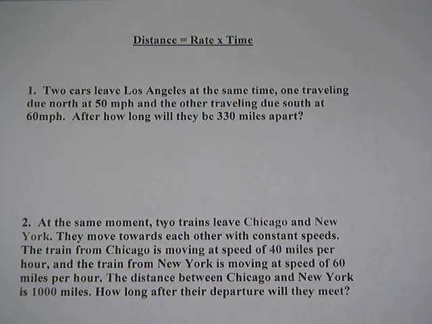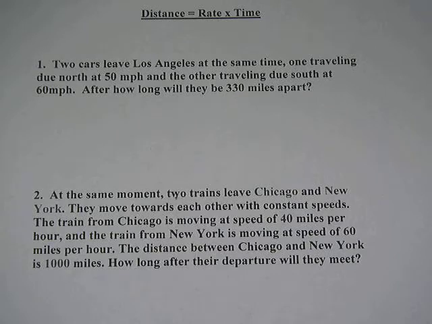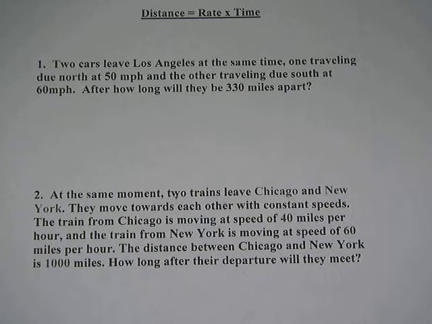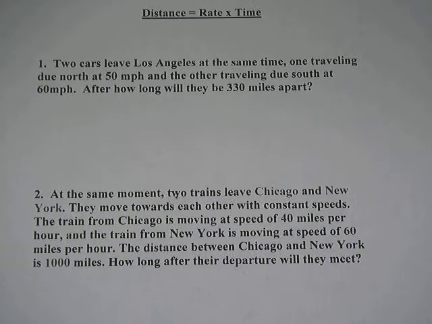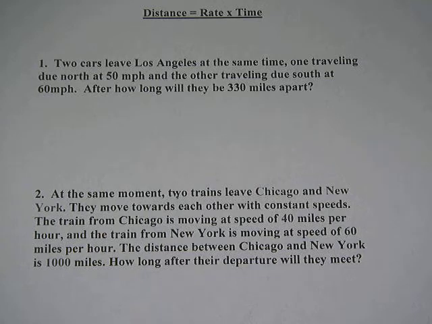Okay, and that's a pretty simple formula, and it's a nice easy formula to figure out some pretty interesting problems. So, for instance, let's take a look at a couple examples we have here. It says 2 cars leave Los Angeles at the same time. One traveling due north at 50 miles per hour, and the other traveling due south at 60 miles per hour. How long until they'll be 330 miles apart?